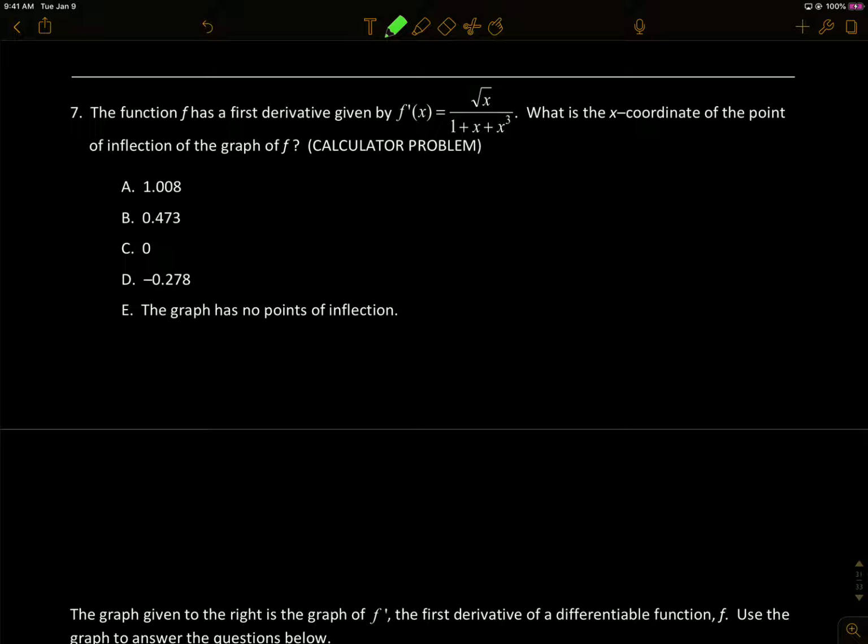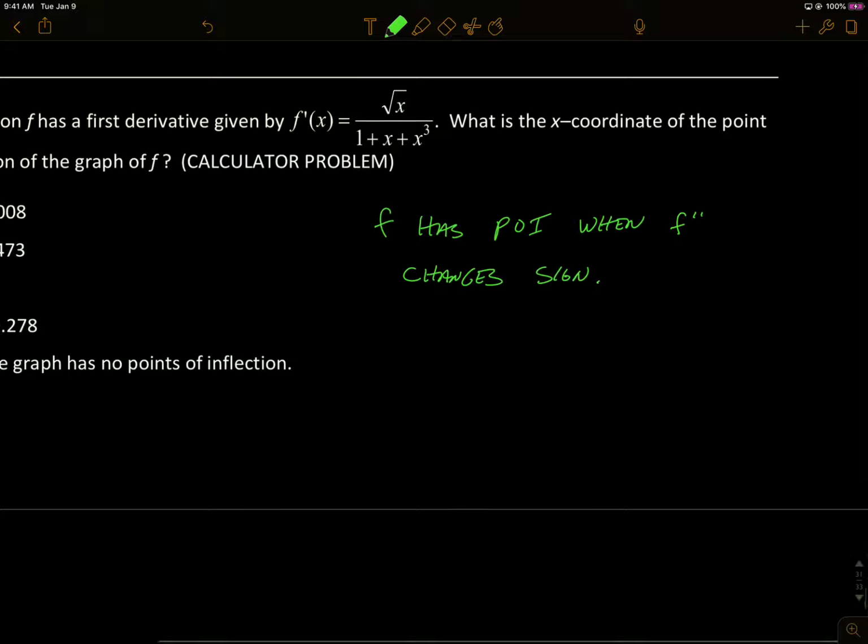Okay, on 7 we have a calculator problem, so they give us our derivative, and they want to know an x-coordinate of the point of inflection of the graph of f. So we know that f has a point of inflection when f double prime changes sign. So this is interesting. You can sort of do this two ways.